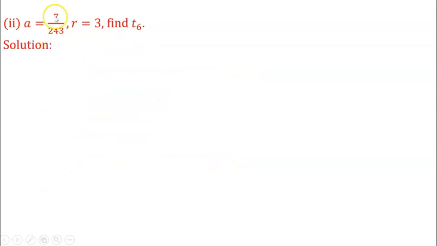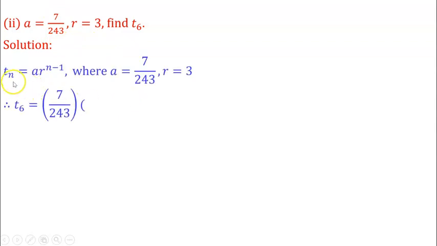Next, A is equal to 7 upon 243, R is equal to 3. Then find T6. Again the formula, Tn is equal to A into R to the power n minus 1. A is equal to 7 upon 243, R is equal to 3. Substitute the value. Then you will get here, 7 upon 3 raised to 5, into 3 raised to 6 minus 1, that means 3 raised to 5. 3 raised to 5, the 3 raised to 5 get cancelled. You will get here T6 is equal to 7.